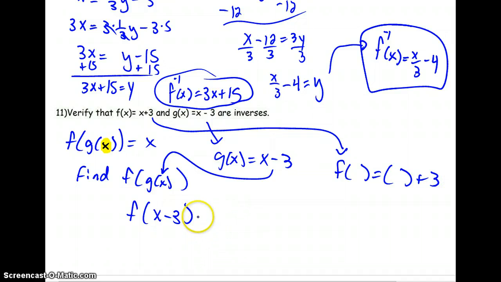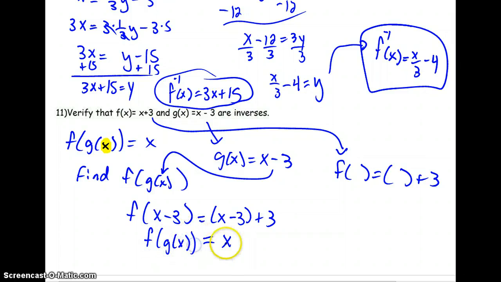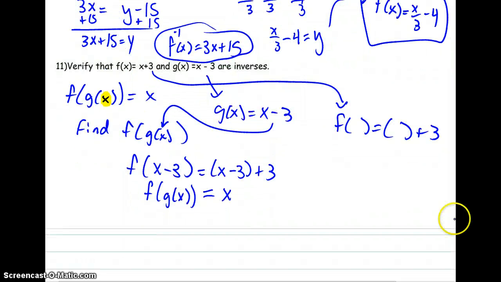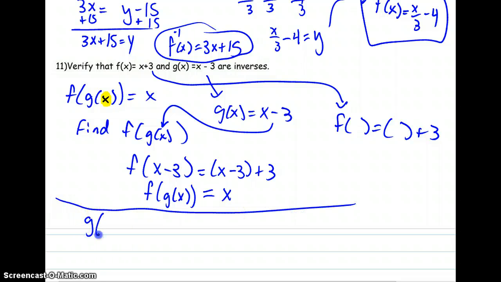So you can see what we're really doing. We're plugging x minus 3 into that open space. We're going to plug that in as well right here. And what are we going to wind up with? Well, dropping the parentheses, negative 3 plus 3 is equal to x. That is, f of g of x equals x. Now, in all honesty, you're also going to have to show that g of f of x is the same exact thing, that g of f of x would equal x as well. So you have to show both.